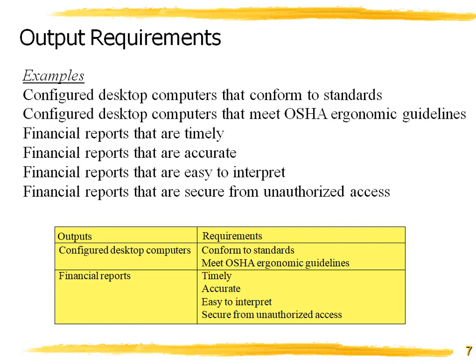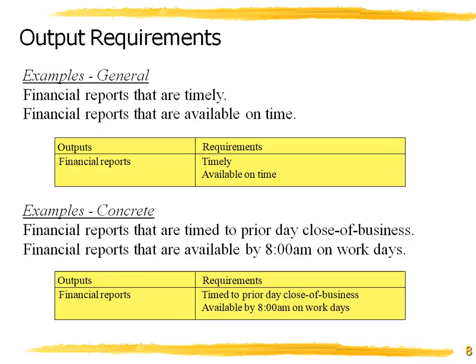So timely and accurate financial reports. So it's the same information in the SIPOC as if I were just writing the requirements outright, but I'm trying to get down to that level where I'm looking at the requirements for my various outputs for my customers. I can have general examples like financial reports that are timely and available on time. On the top version, or I can get more concrete and specific, where I say I want financial reports that are timed to the prior day close of business or available by 8 a.m.